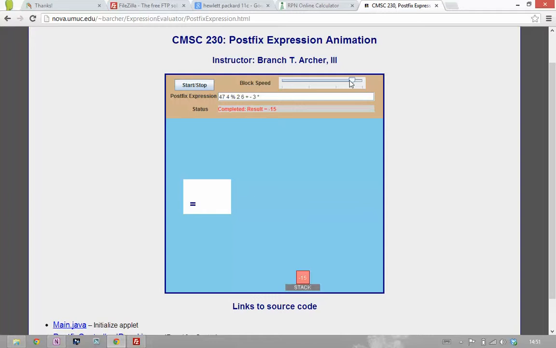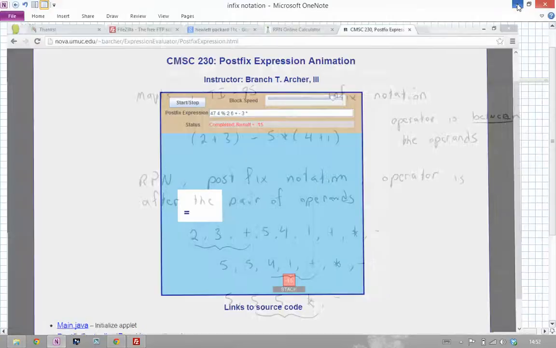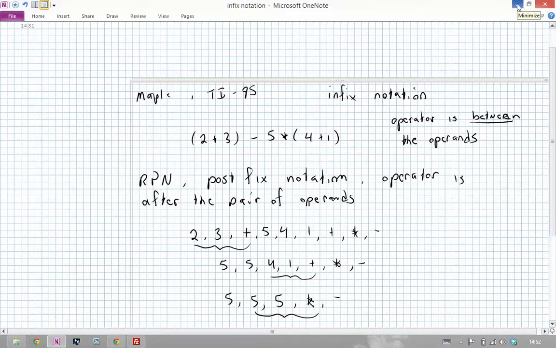All right, so there's a postfix expression generator, whatever you want to call it, animation. Let's talk a little bit about how we're going to convert from infix to postfix. And here we're going to use two stacks. And I'm following essentially the notes from David's book.